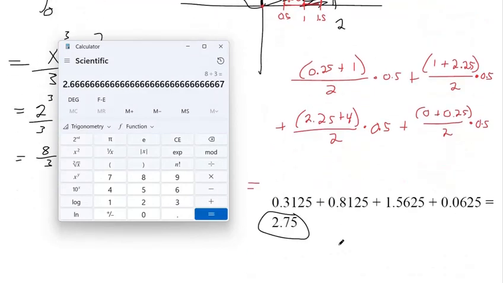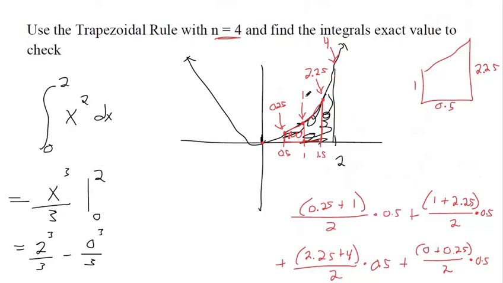So that shows you that we overestimated using the trapezoidal rule. Should be 2.6 repeating. We got 2.75 using the trapezoidal rule. But that's okay. We know it's an approximation method.